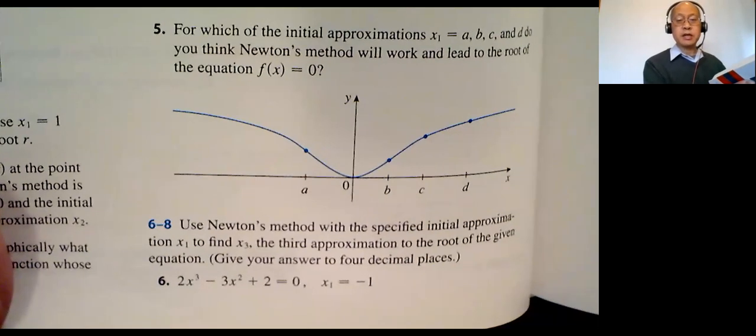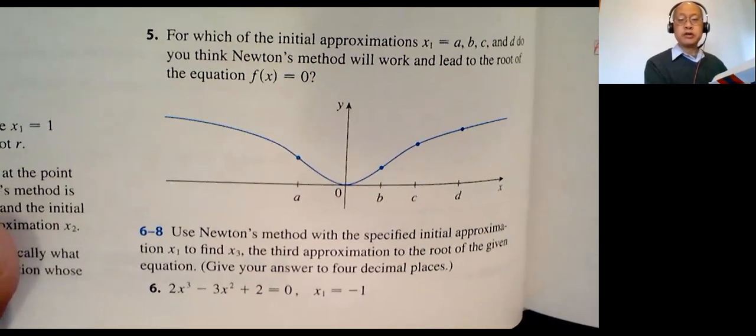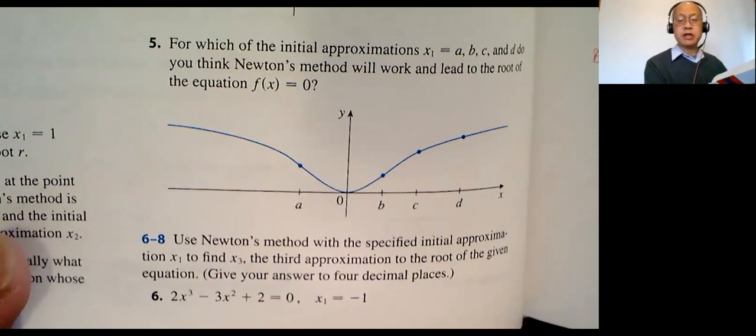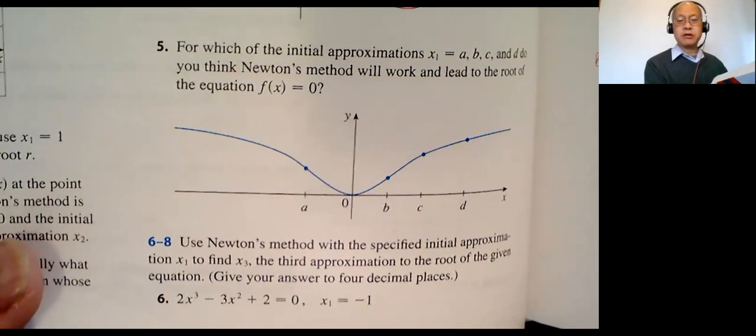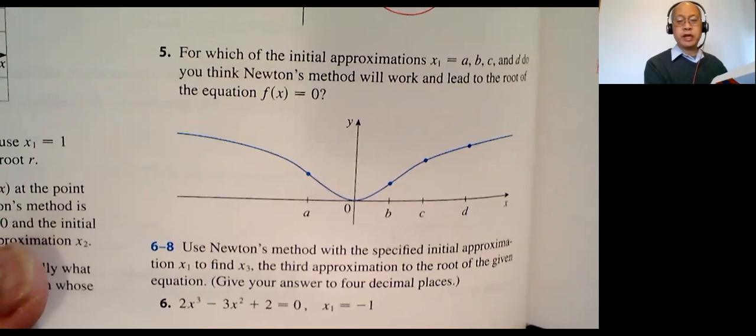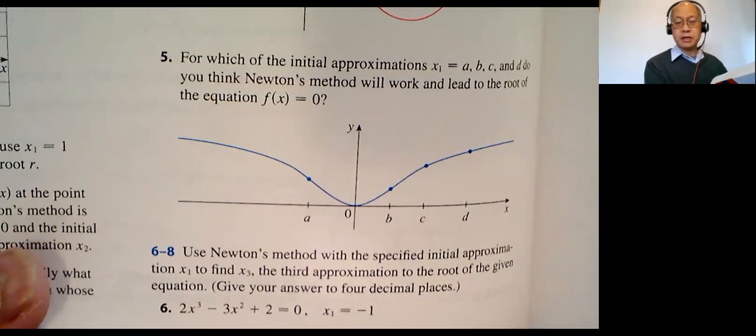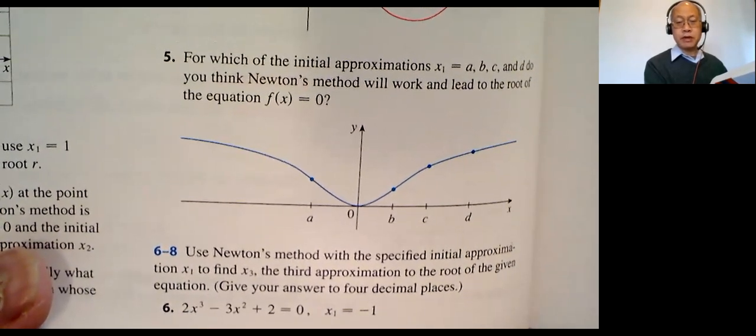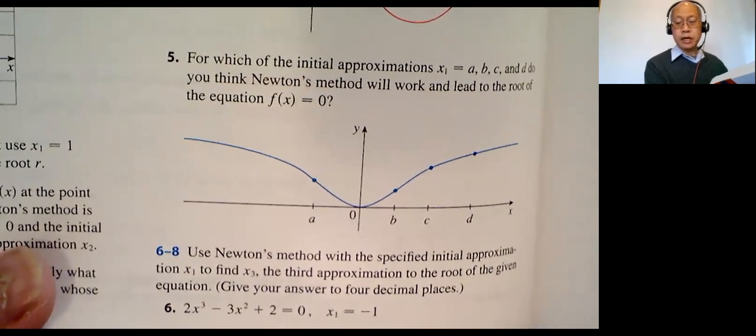So yeah, let's look at the directions. Bottom number 6, use Newton's method with the specified initial approximation x1 to find x3, the third approximation to the root of the given equation. Give your answer to 4 decimal places. Okay, so 2x cubed minus 3x squared plus 2 equals 0. x1 equals -1. Okay, so what do you do?